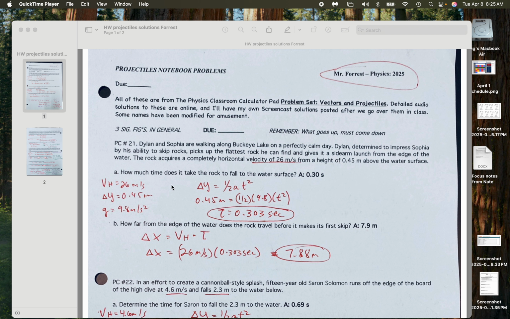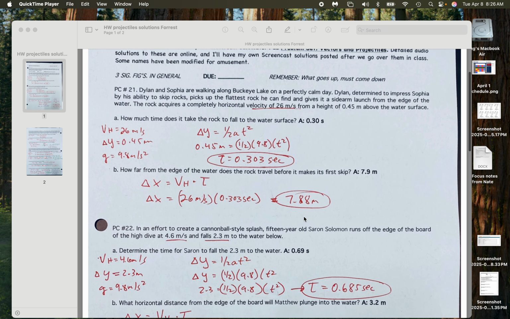The time it takes the rock to fall to the surface does not depend on its horizontal motion. Horizontal and vertical motions are completely independent with projectiles. So I'm going to think only about the vertical motion. Since it starts with 0 vertical velocity, I can use this version of my motion formula, and I end up coming up with a time of 0.303 seconds.